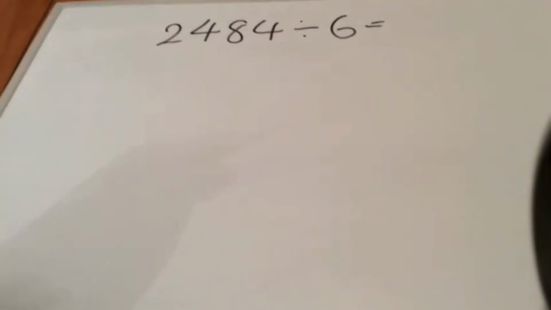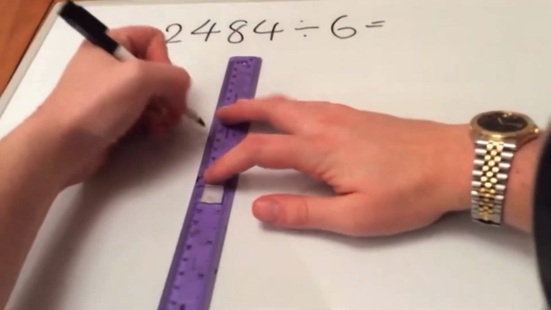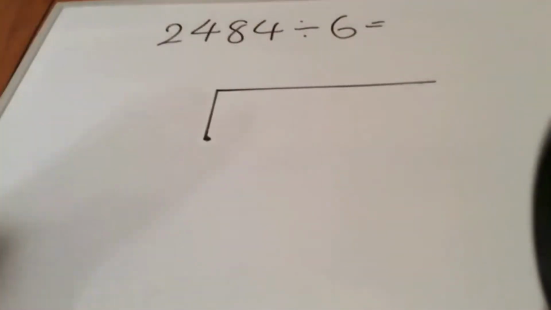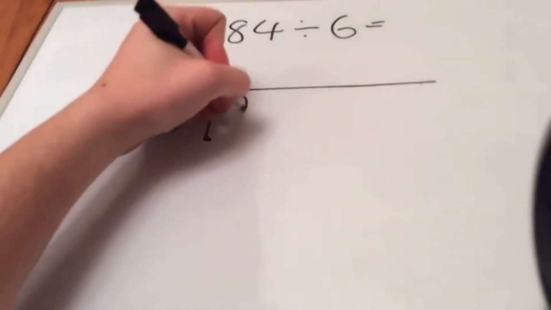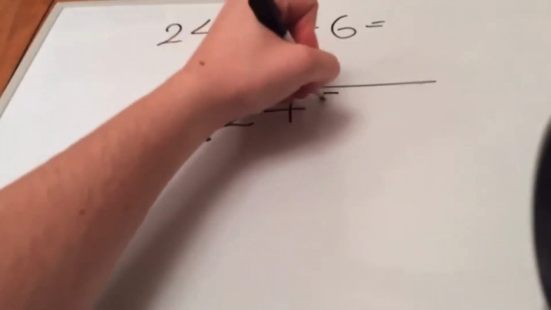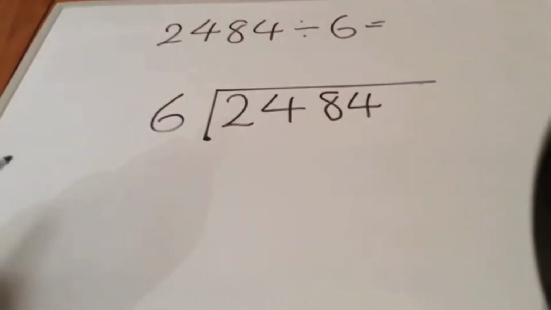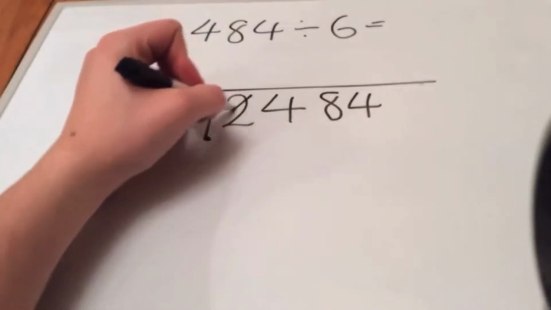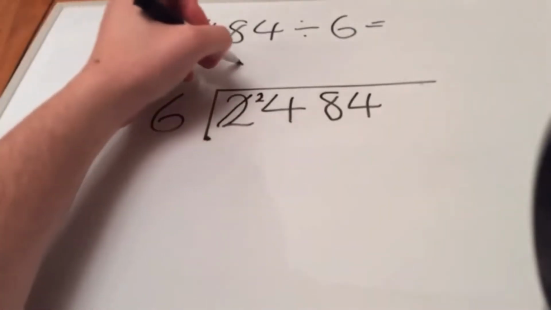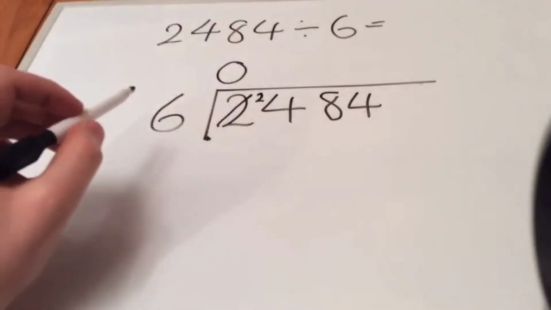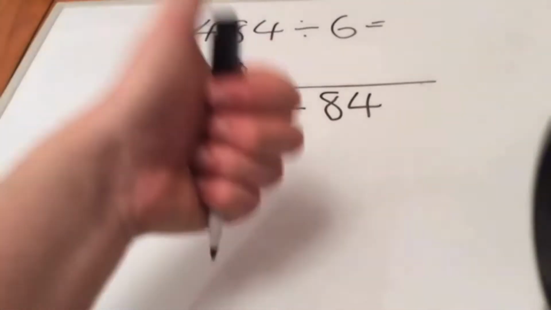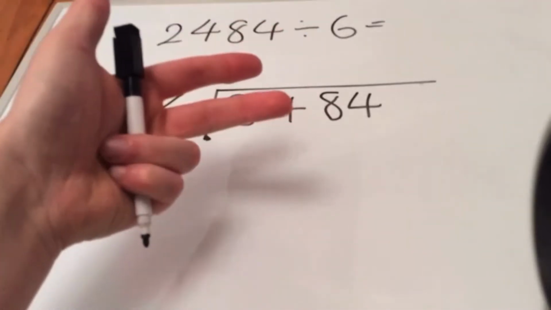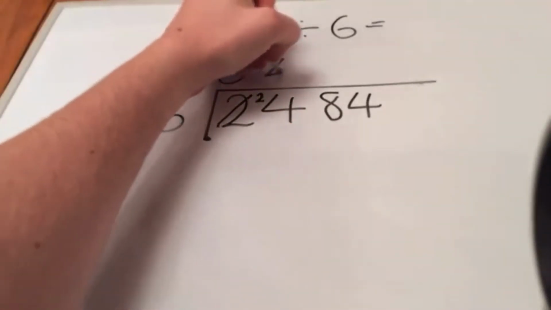2,484 divided by 6. So we need to be particularly good with our 6 times table to be able to carry this out. So we draw the bus stop again. The number we are dividing by goes here, and the other number inside the bus stop. So how many times can we get 6 into 2? Well, we can't. Okay, so we need to carry the 2 over, and we got 0 there. Okay. How many times can we get 6 into 24? 6, 12, 18, 24. 4 times.